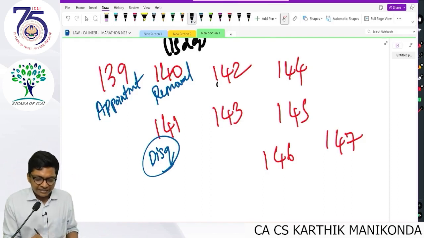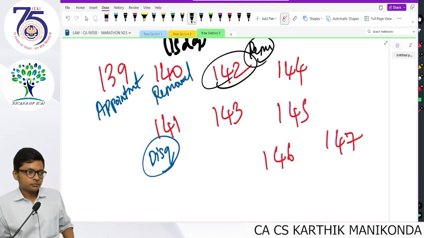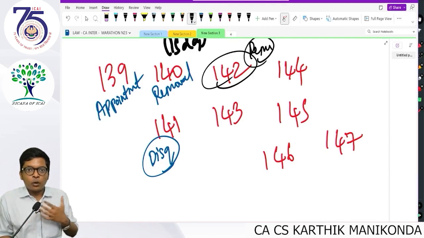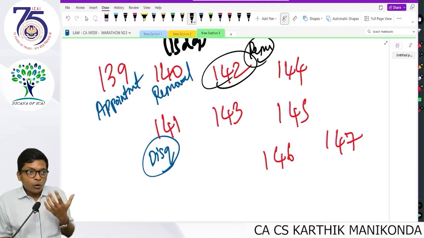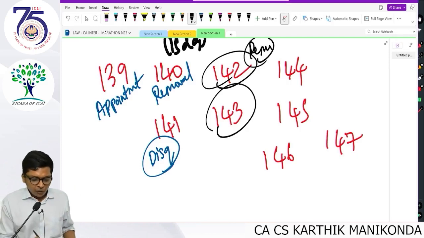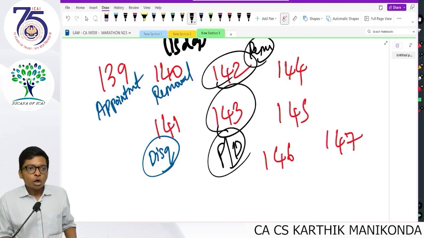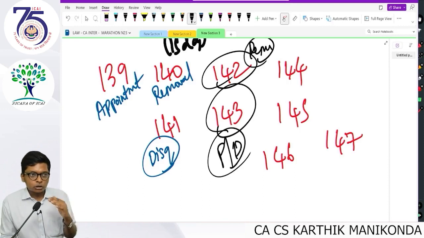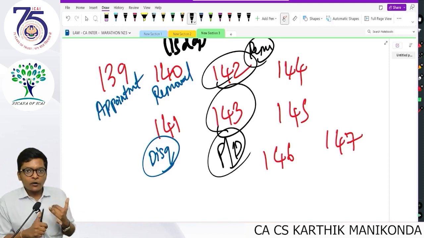142 is our favorite section. You are all studying for remuneration. And with remuneration, what do you get? Why do you want to be an auditor? Many people have asked you; you want power. 143 is the powers and duties of the auditor, which includes concepts like government audit, 143 subsection 12, fraud reporting, all of that.